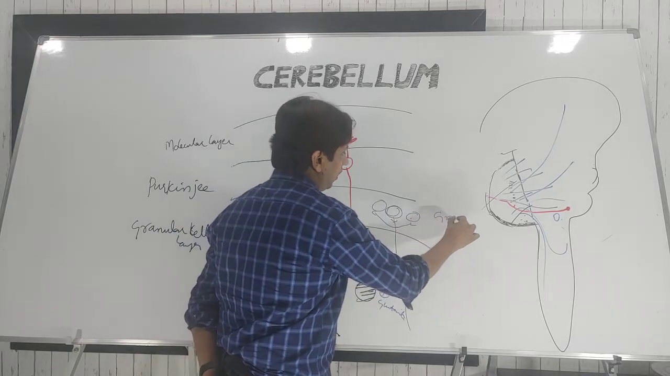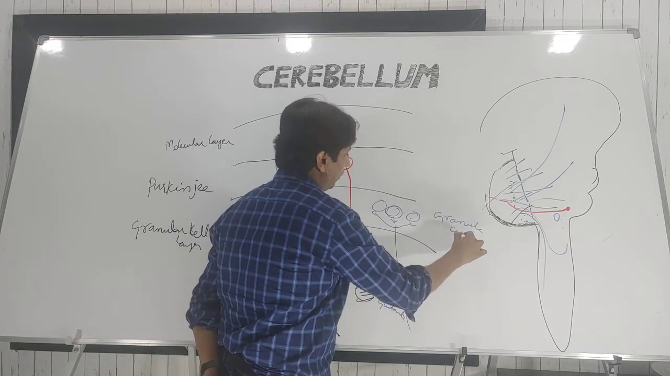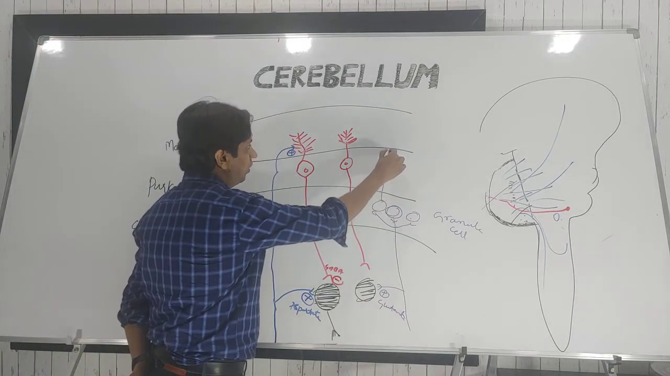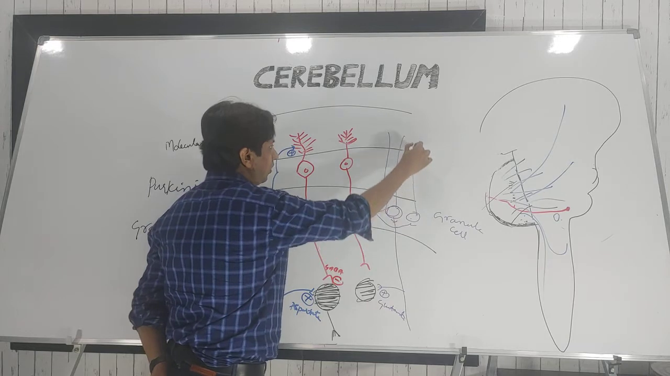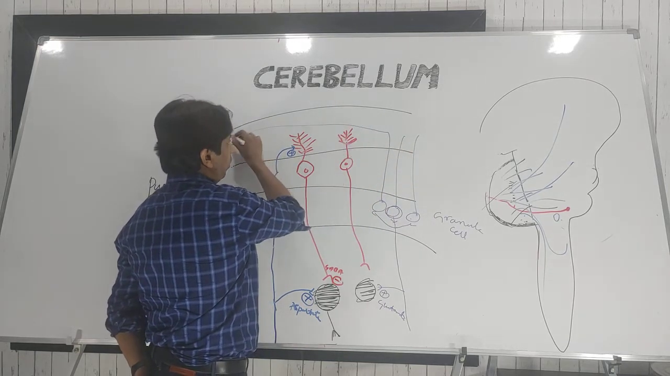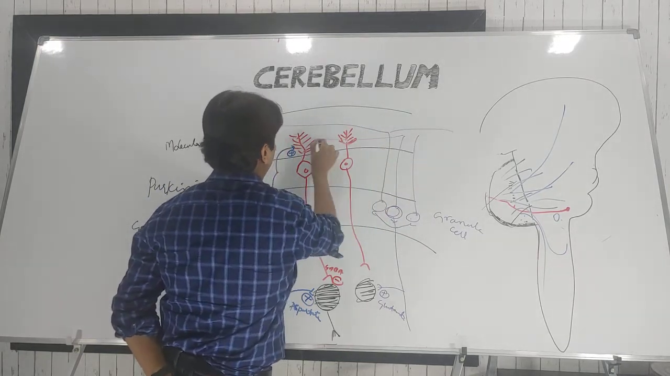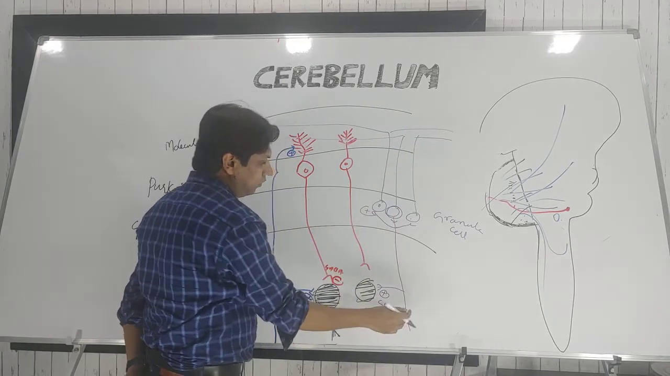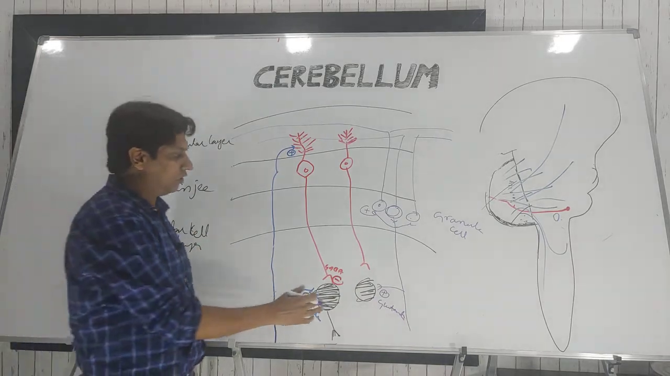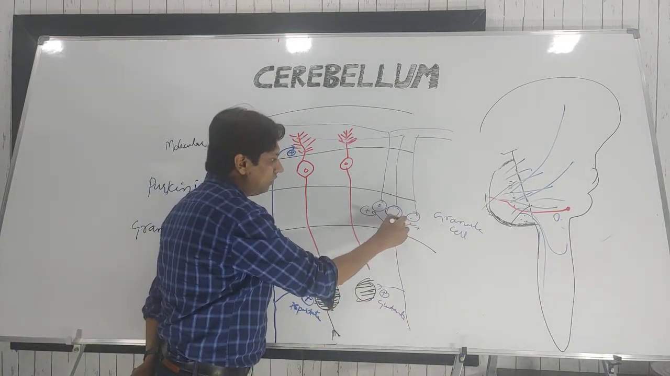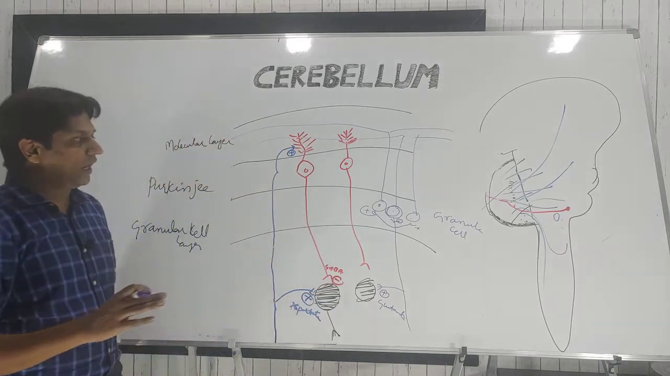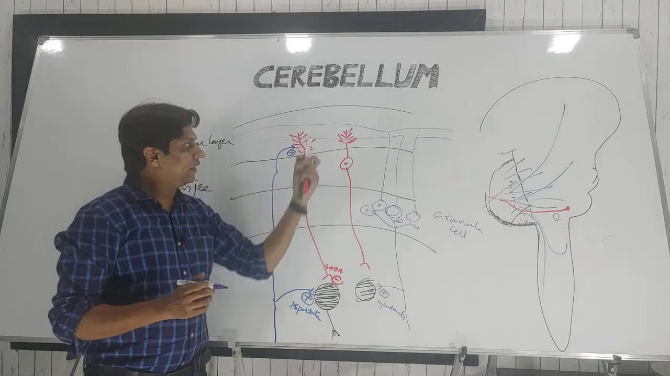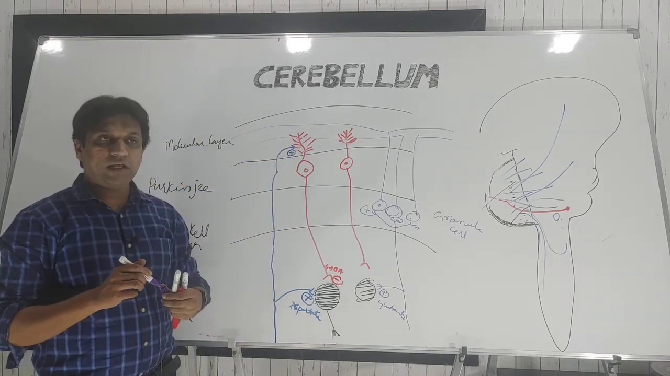As the name indicates, granular layer, granule cells, and the axons of these granule cells will form the parallel fibers in the molecular layer. So the mossy fibers stimulate the deep cerebellar nuclei as well as these granule cells, and in turn these granule cells send the parallel fibers in the molecular layer.